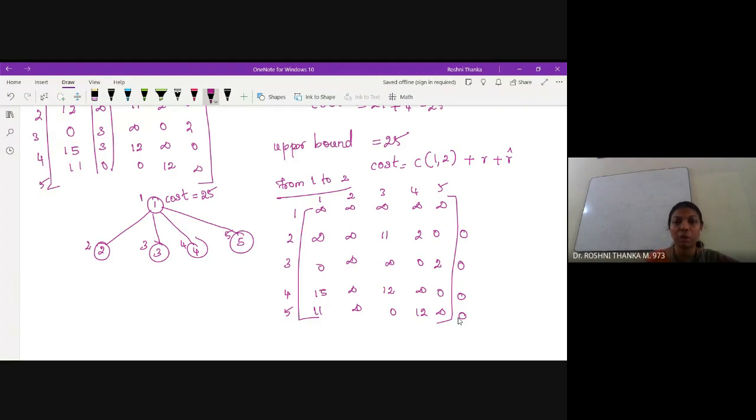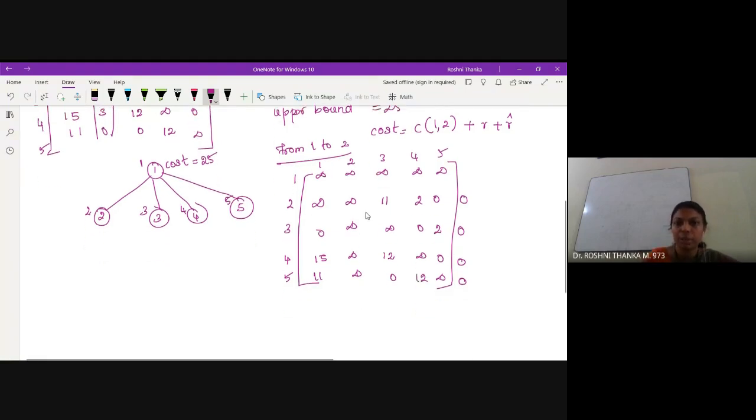Now we have to see column wise. So when you see in this column, what is the minimum? Here it is 0, here it is infinity, here it is 0, here it is 0, here it is also 0. So there is no change in this matrix, because column wise and in the row wise there is no change to be done. So now let us find the cost.